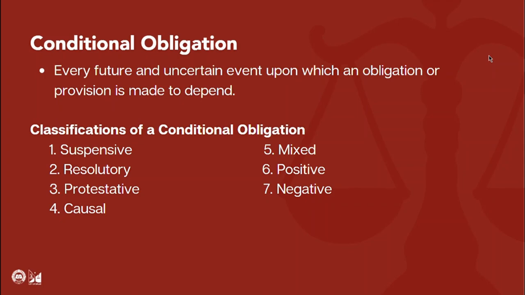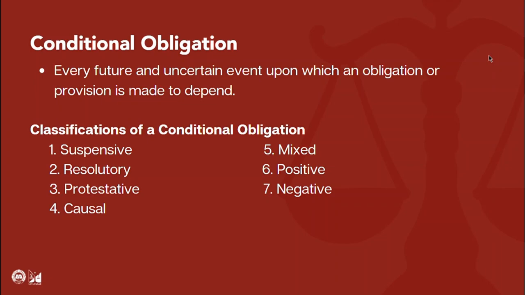Third is potestative, which depends on the will of one of the contracting parties, and here we have the simple one, which presupposes not only a manifestation of will but the realization of an external act, and the purely potestative, which depends solely and exclusively upon the will. Fourth, we have the casual classification, which depends on the will of a third person and not the contracting parties. Next, we have mixed, which depends on the will of the debtor but also upon chance or the will of others.